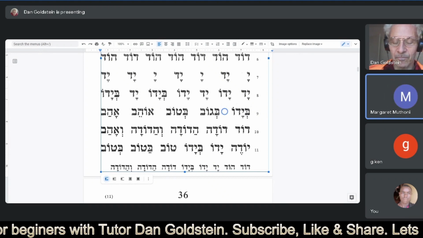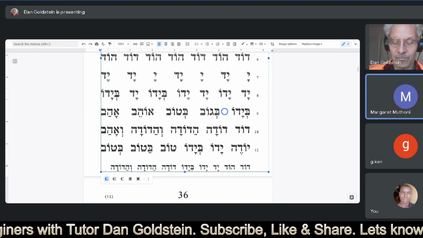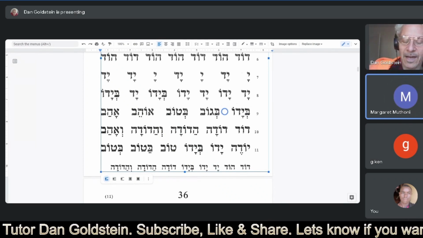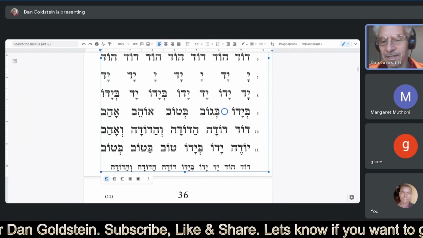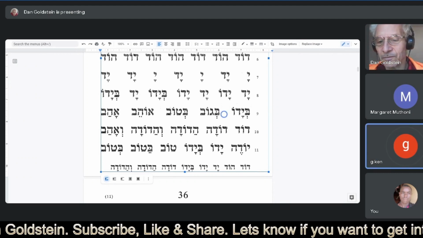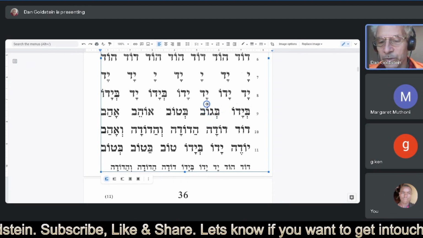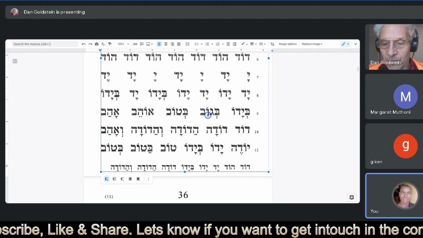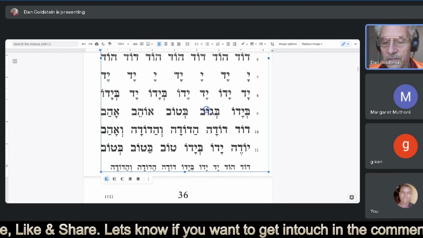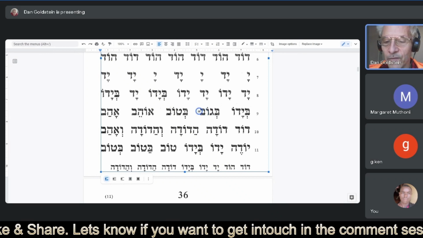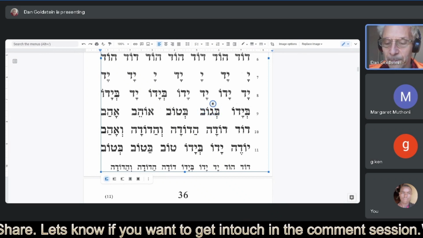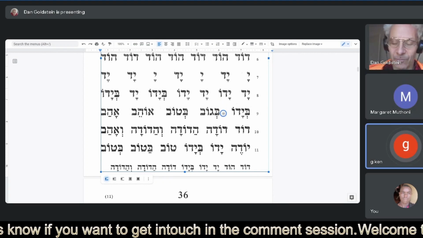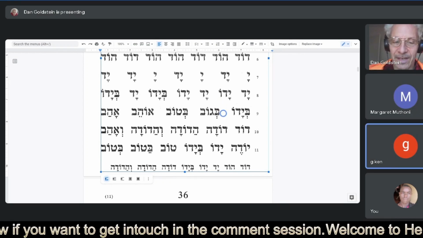Bigov. Now I begin to understand. So again, as Joseph explained, when the vav has a dot on top of it, it becomes O. It's functioning as the O sound. So it's a gimel O vet, gov. Bigov. Yes. Well done.